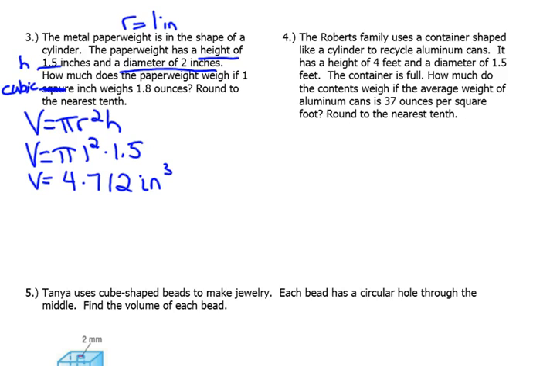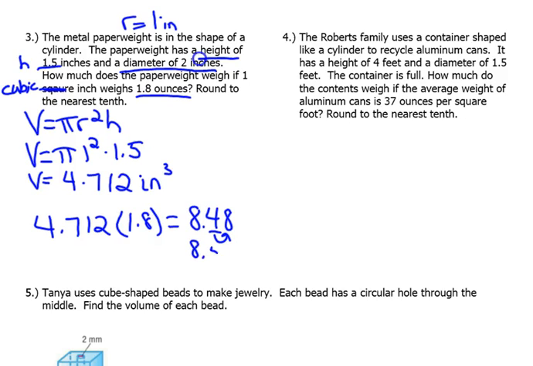Okay, so if one weighs 1.8 ounces, if I have 4.712, I have to do 4.712 times 1.8 to see how much it weighs altogether. And that's going to give me 8.48. That 8 tells me to take the 4 up to a 5, 8.5 ounces. So again, they wanted us to go a little bit further, do a little bit more with it than just find the volume of the cylinder.